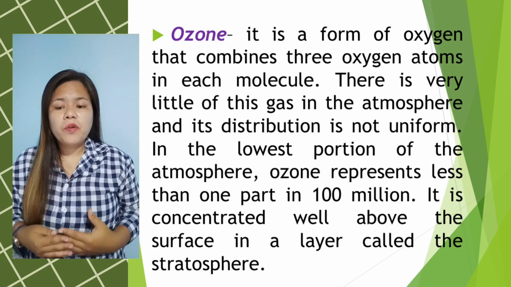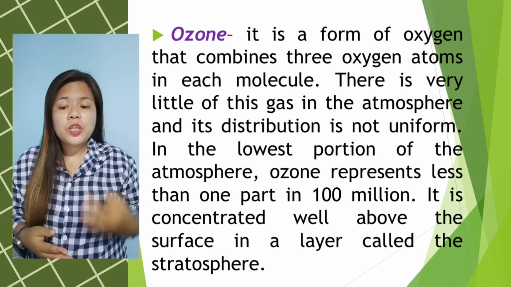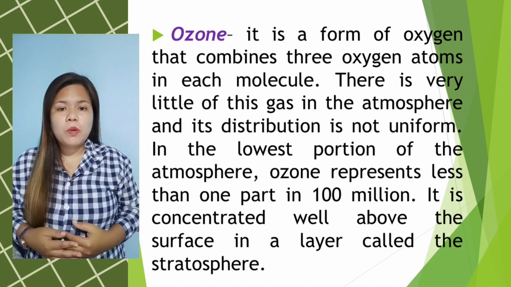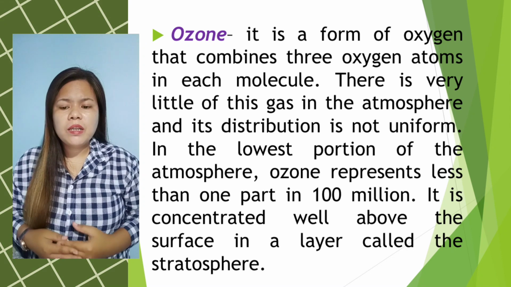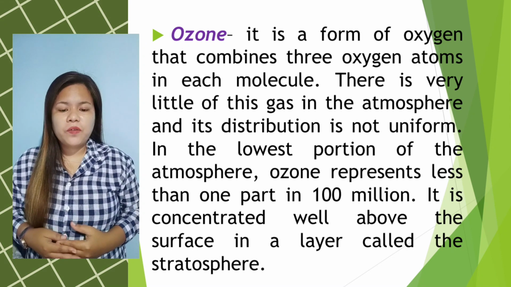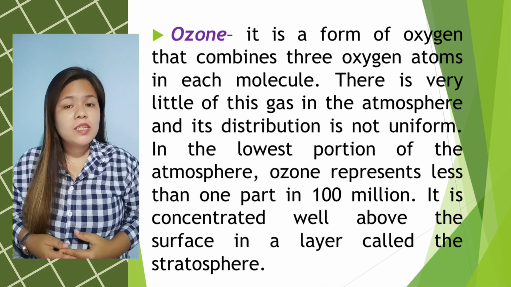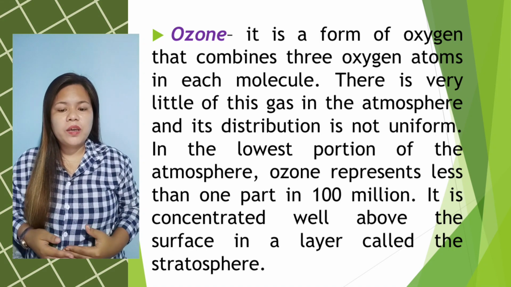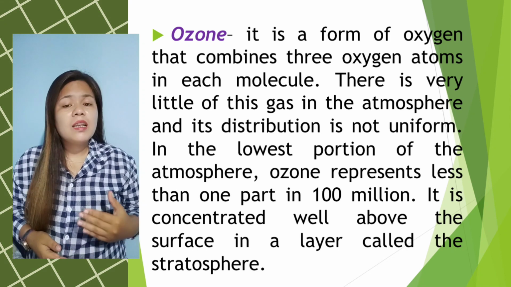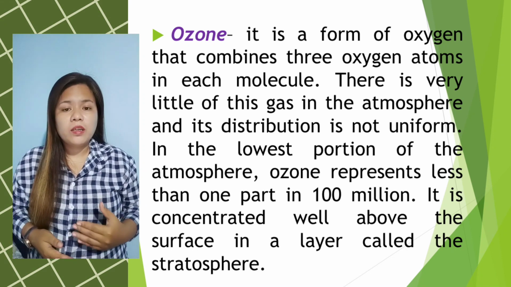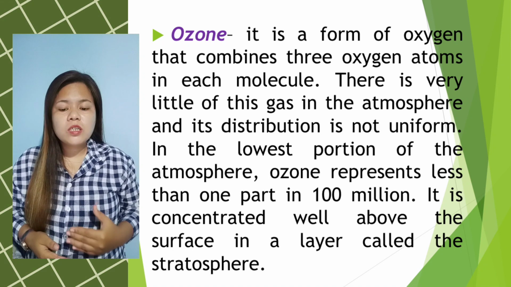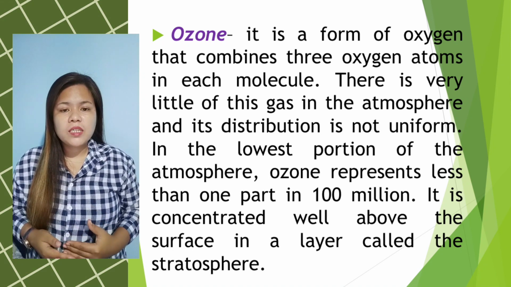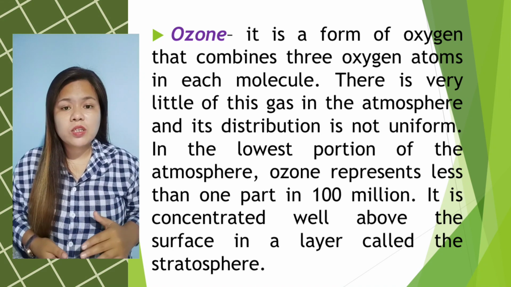Another variable component, the ozone. It is a form of oxygen that combines three oxygen atoms in each molecule. There is very little of this gas in the atmosphere, and its distribution is not uniform. In the lowest portion of the atmosphere, ozone represents less than 1 part in 100 million. It is concentrated well above the surface in a layer called the stratosphere.